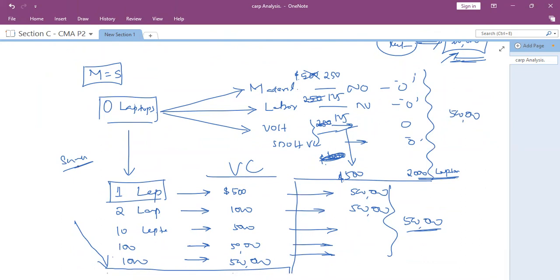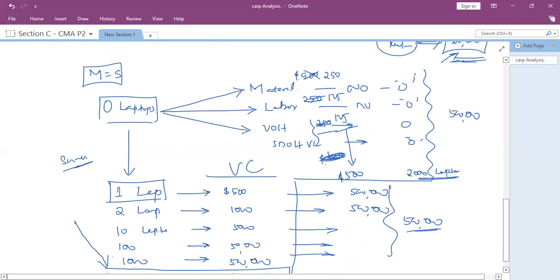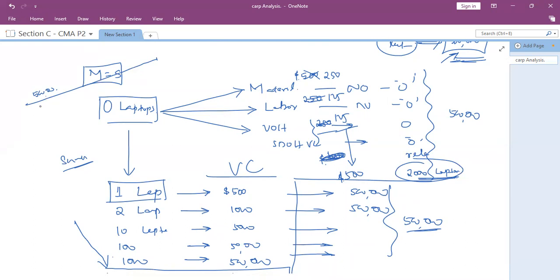That's why the fixed cost doesn't vary with the production volume up to a certain limit, within the relevant range. So this 2,000 is considered as the relevant range. Up to 2,000 laptops, company fixed cost is only 500,000. If it wants to produce more, it has to buy a new machine, take a new factory building. That means the relevant range is crossed. So relevant range means within the capacity, the number of units to be produced and sold.